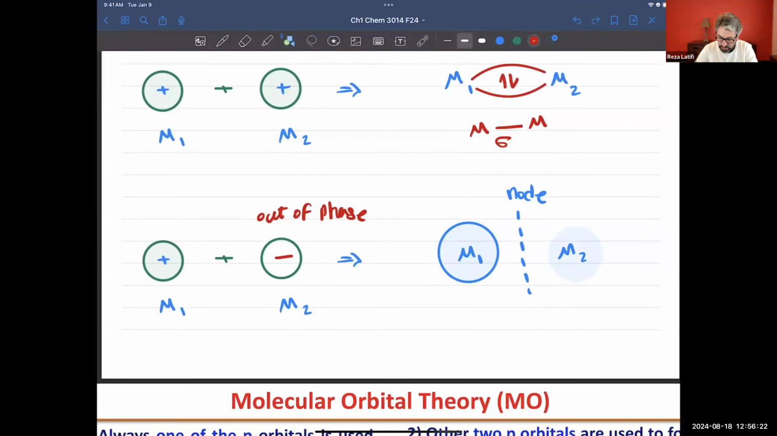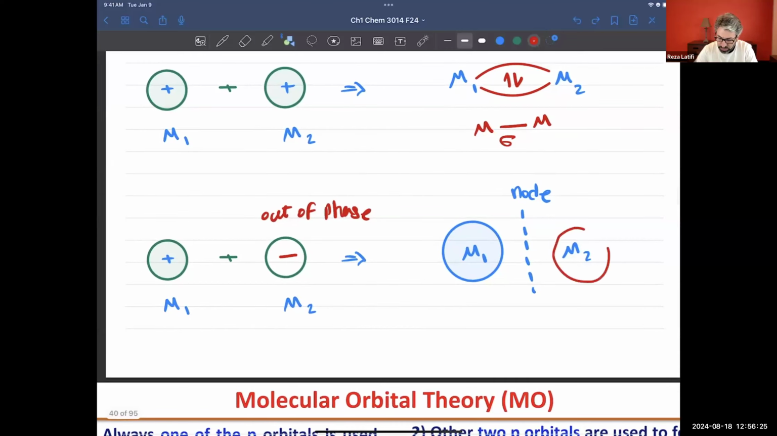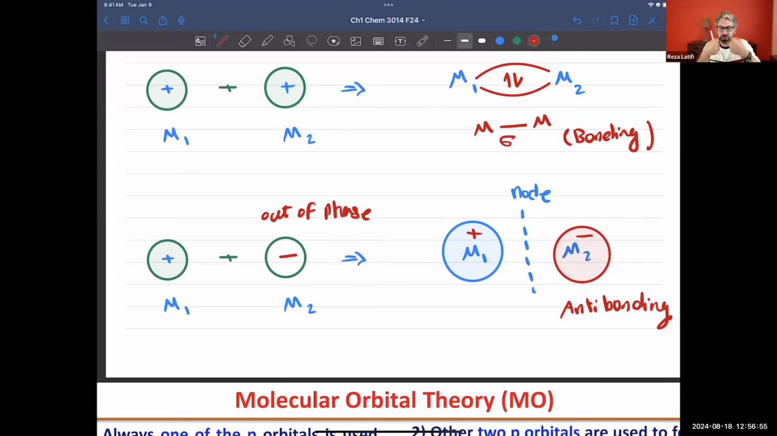Let me change the sign of this one. I'm going to use a different color. One of them is positive while the second one is negative. There is no bond between M1 and M2, and we call this one sigma star. So the top one was the sigma or bonding interaction, and this is going to be anti-bonding. Because we are talking about the head-to-head interaction, I'm going to call it sigma star. That means it's anti-bonding.